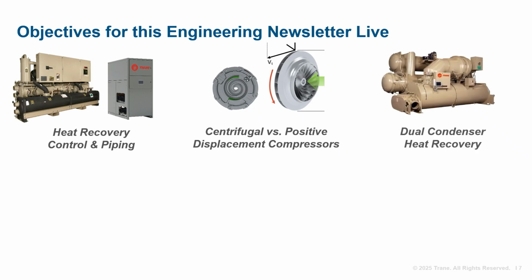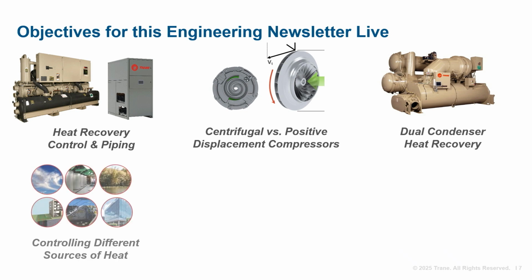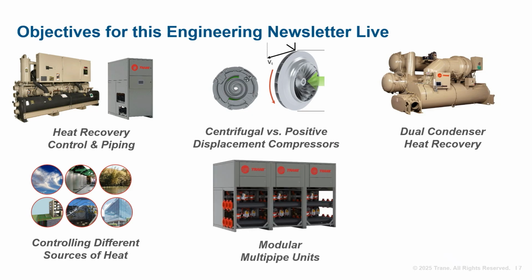Then, we'll talk about how to control chilled water and hot water temperature at the same time with a dual condenser heat recovery chiller. Next, we'll explore nuances associated with different sources of heat, including everyone's favorite topic, defrost operation in air-to-water heat pumps. Finally, we'll explain how to use modular multi-pipe units as a simple and effective way to regulate both chilled water and hot water temperature.